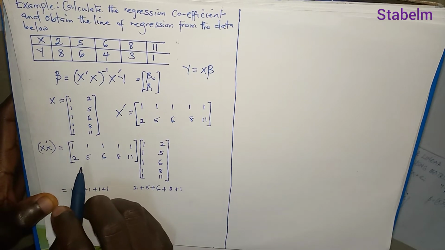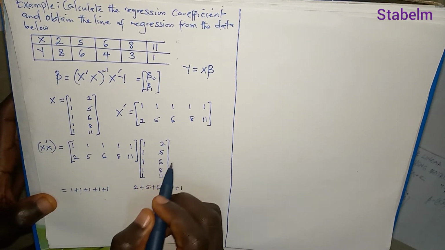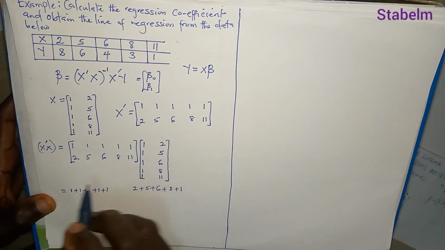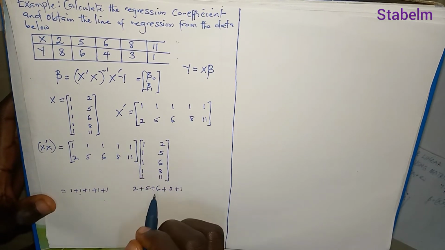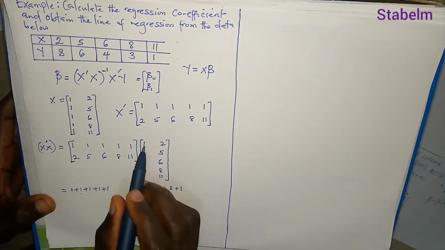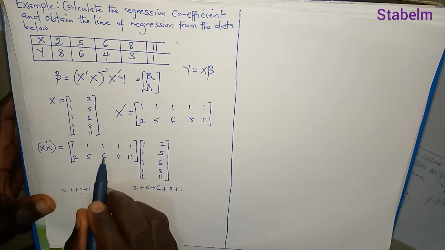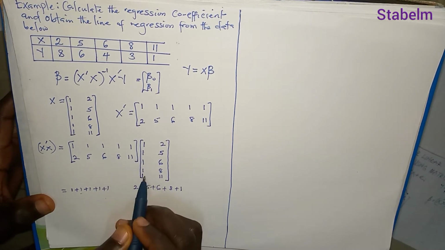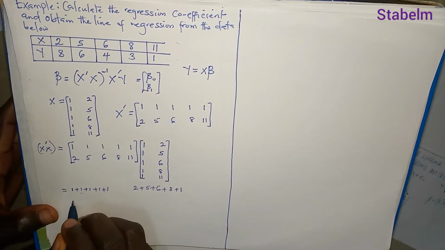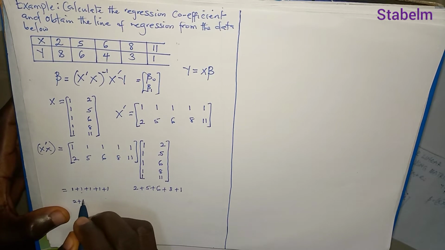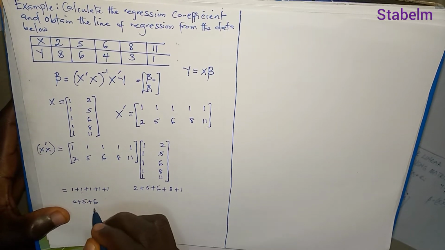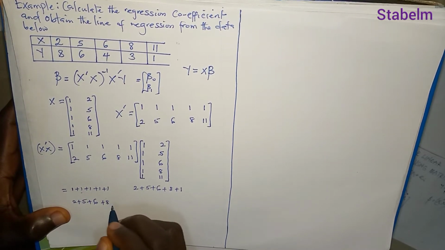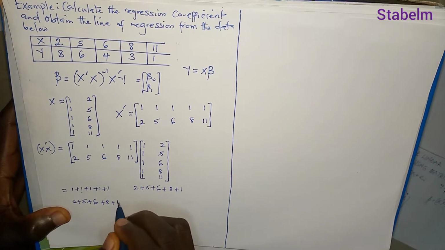Now we're going to use this second row to multiply the first column here. Then later we're going to use it to multiply this. So we say 2 times 1, 5 times 1, 6 times 1, 8 times 1, 11 times 1. And what will that give us? We're going to add them together. Say 2 plus 5 plus 6 plus 8 plus 11.